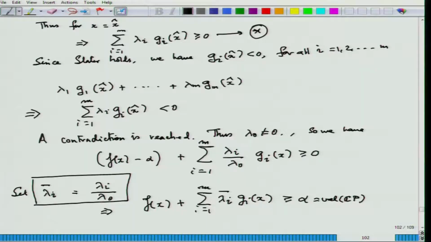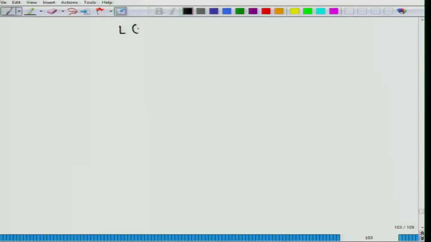Now, what is this? If you look at it very carefully, what is this expression? It is nothing but L x lambda bar, and that is greater than or equal to alpha, which is the value of Cp. Okay. See, for the original problem, I just know that it has a lower bound. I do not know whether there is a minimizer for which the lower bound is attained or the infimum is attained. So, let me rewrite: L x of lambda bar is bigger than alpha, which is equal to val of Cp.